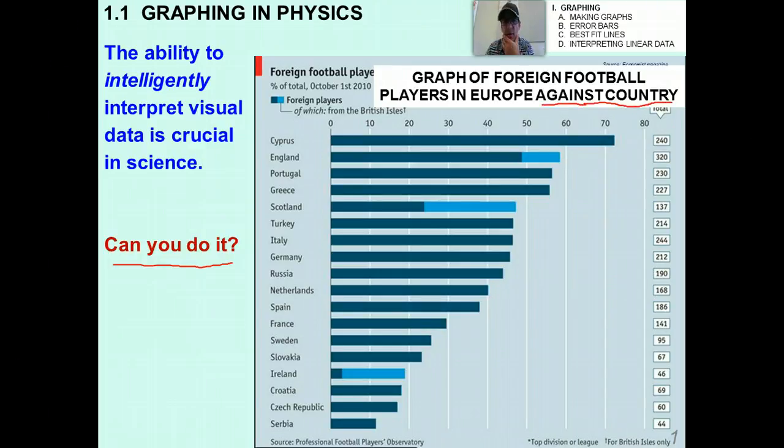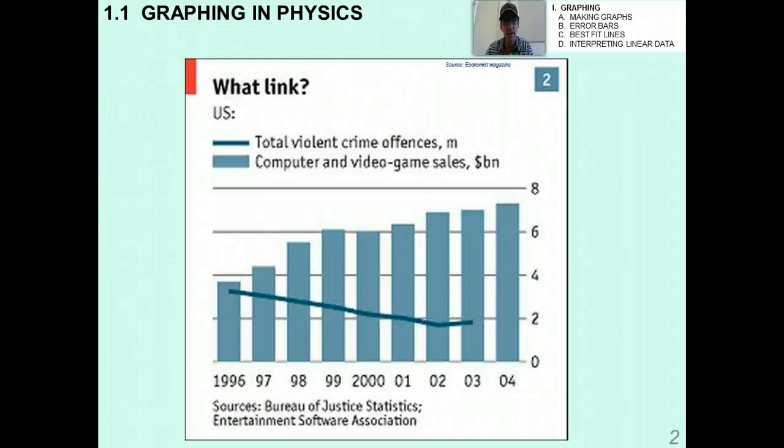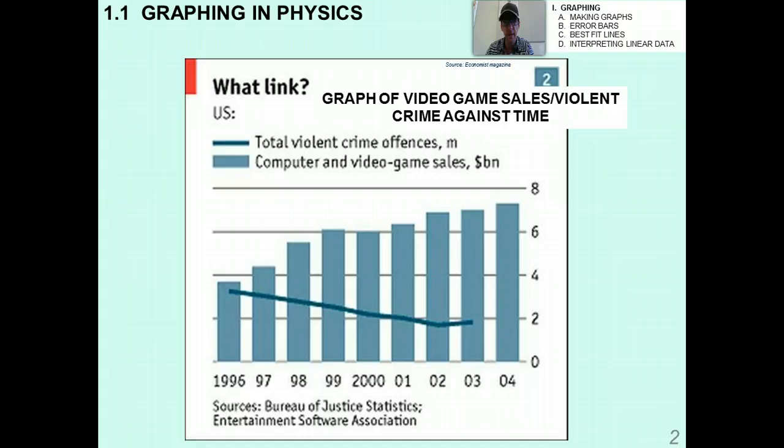So we have to be careful about what we graph in terms of our variables. We have to be able to quantify things. You can't really quantify a country. Now, we could talk about foreign footballers against population of country. That would be a way to quantify this graph. Okay. All right. How about this one? This is an interesting graph. This is a graph of video game sales, violent crime against time. Okay, stuff to think about here, right?